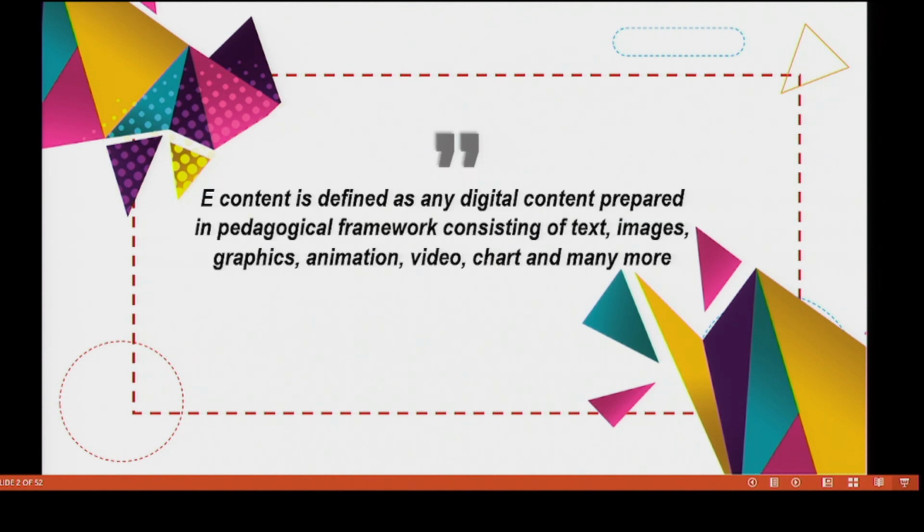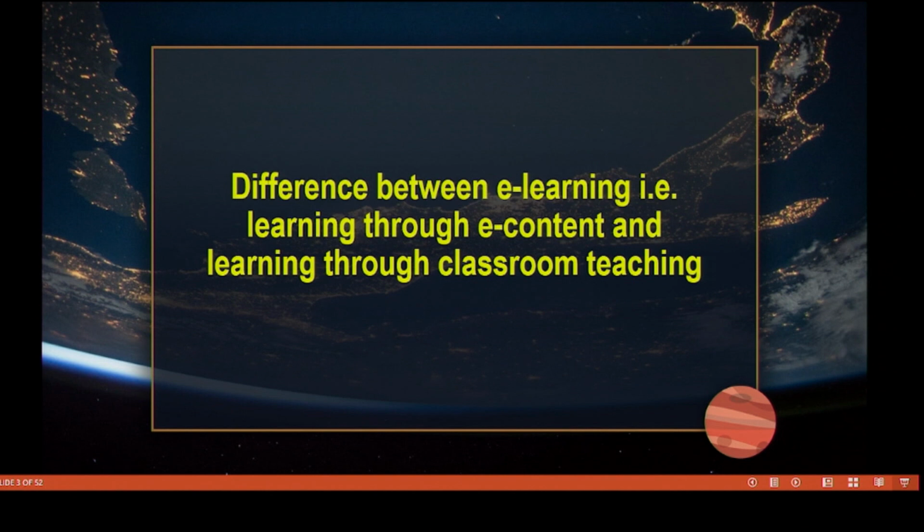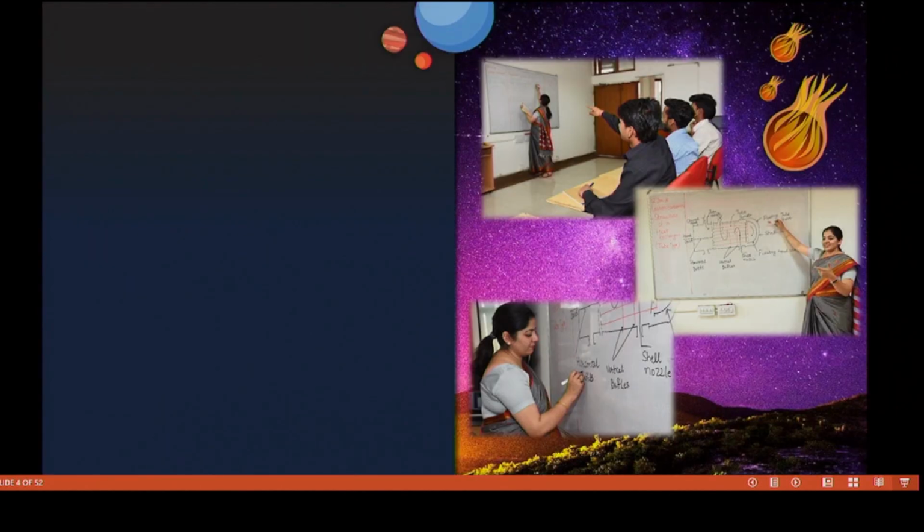Because e-content is defined as any digital content prepared in a pedagogical framework, consisting of text, images, graphics, animation, video, charts, and many other objects, right? Now let us see what the difference is between e-learning, that is learning through e-content, as well as learning through classroom teaching. Let us see with an example.